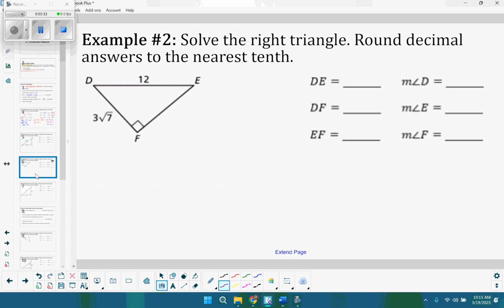Example 2 is another triangle where we're given two sides. So we're going to follow the same process. Let's fill in what we know. DE is 12. DF is 3 radical 7. And angle F is 90 degrees.